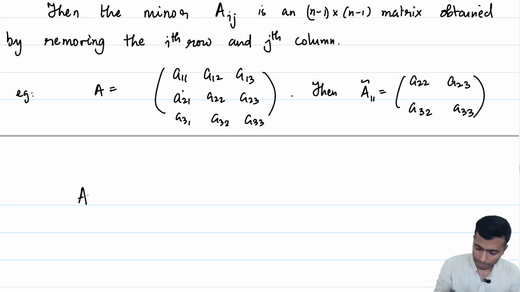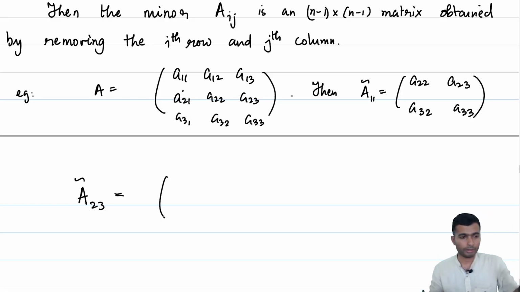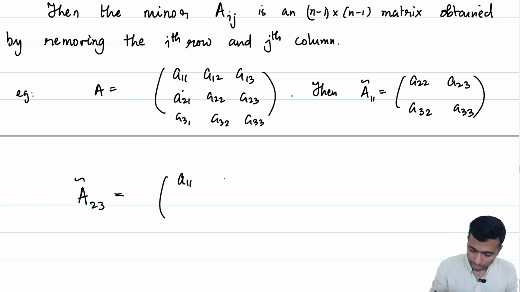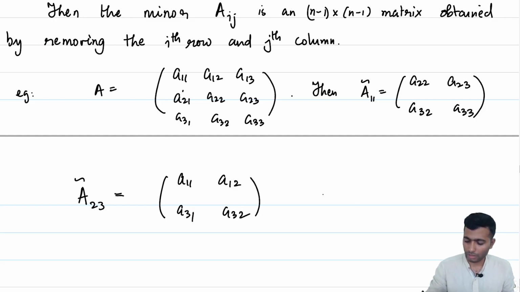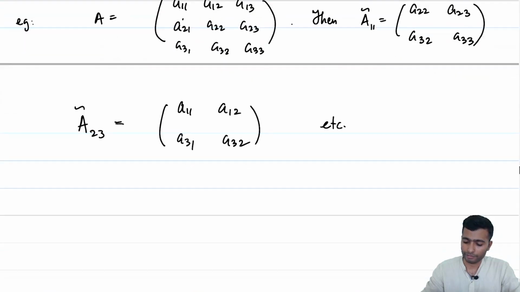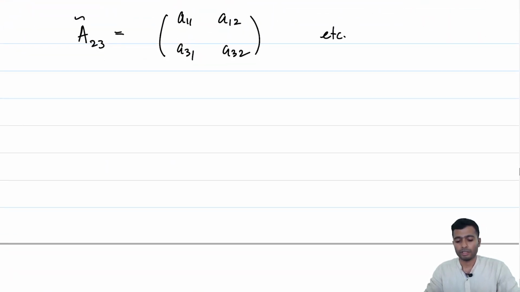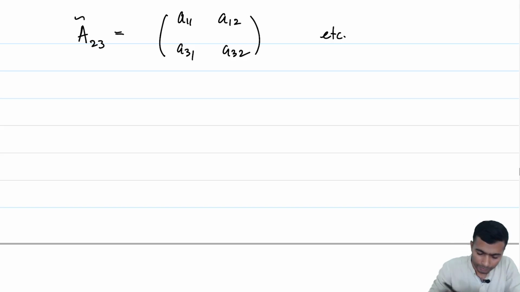Okay, what is, say for example, A23 tilde? A23 tilde will just be the matrix obtained by removing the second row and the third column. So, this is going to be A11, A12, there is no third column and there is no second row. So, this is A31, A32 and so on. So, this is how we obtain the minors of a given matrix. Once we have the minors of a given matrix, we can define the determinant of a matrix by using these minors. So, let us see how it is done.